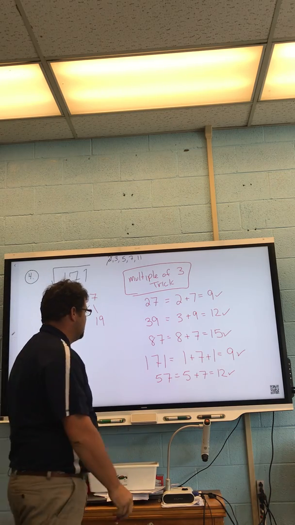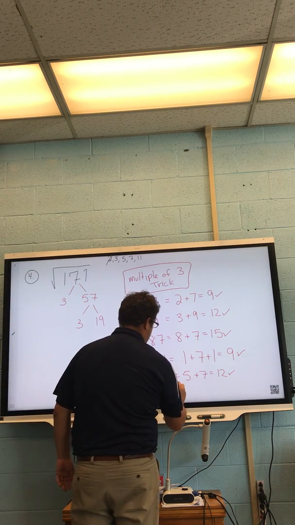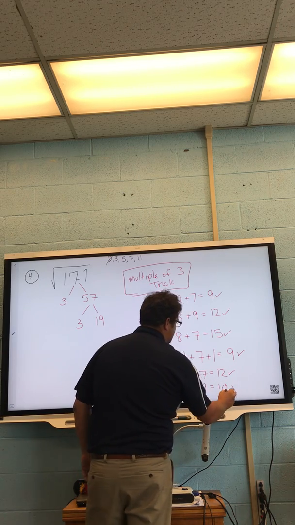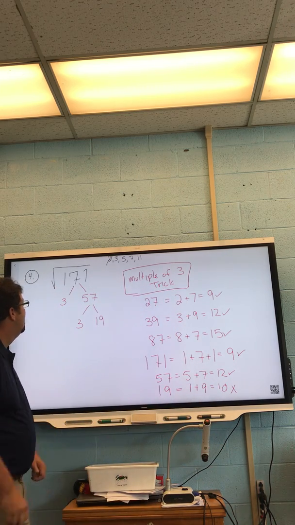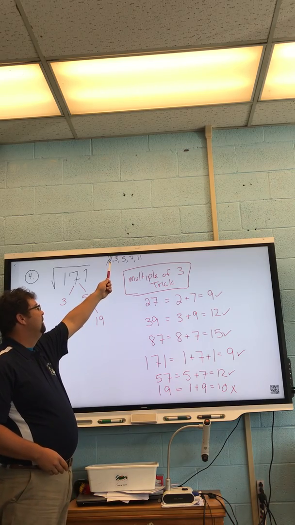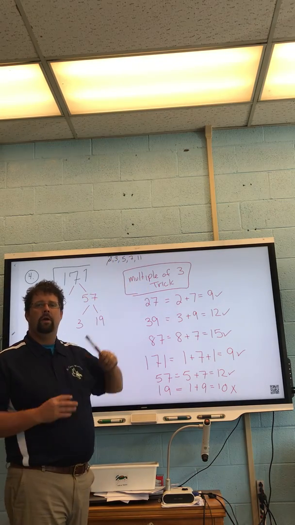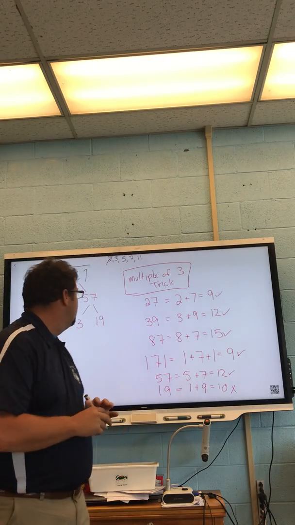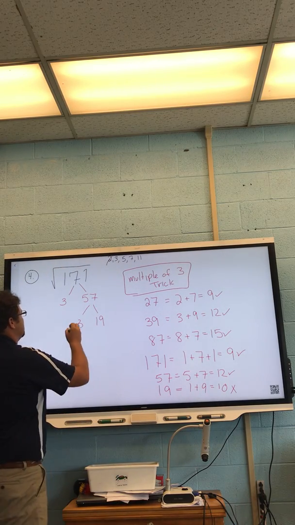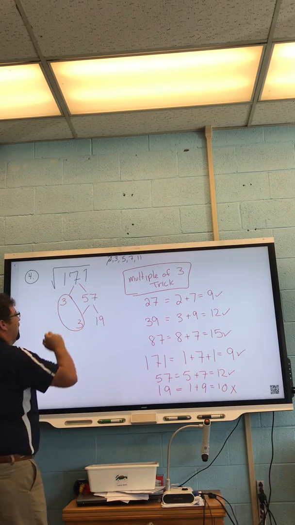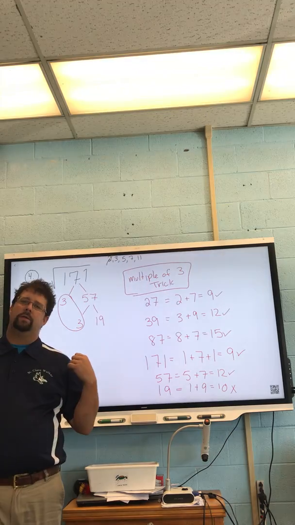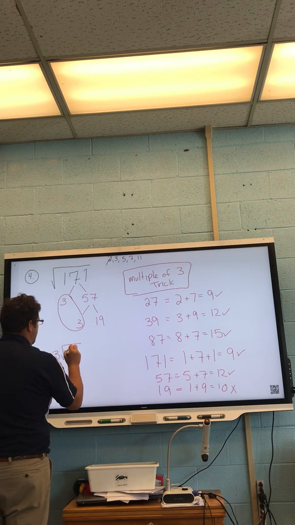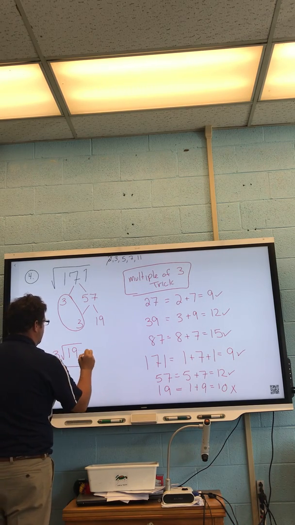How about 19? Is 19 a multiple of 3? 1 plus 9 equals 10. That is not a multiple of 3. It's also not a multiple of 2, 5, 7, or 11, because 19 is in fact a prime number. Okay? So that leaves us with a pair of 3's that can come out, and the 19 stays in. So 3 square root of 19.